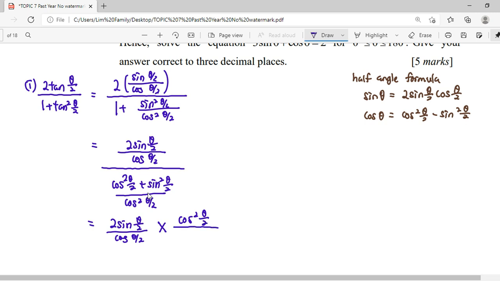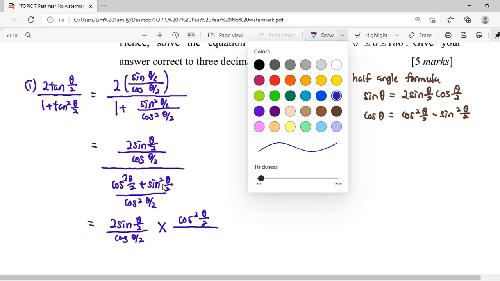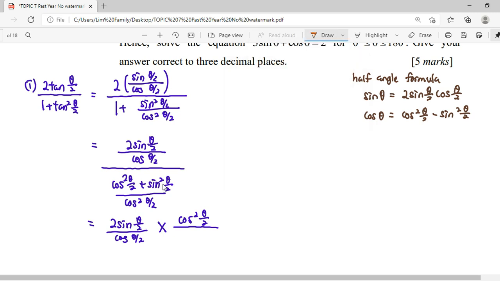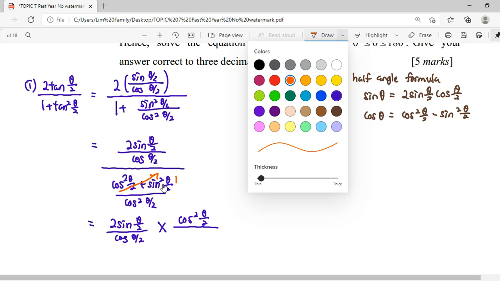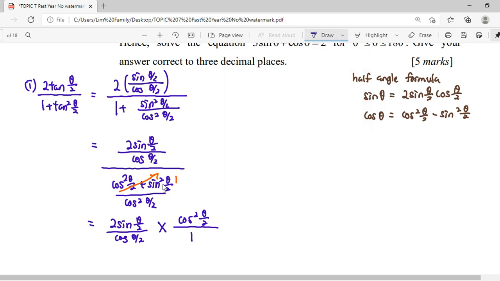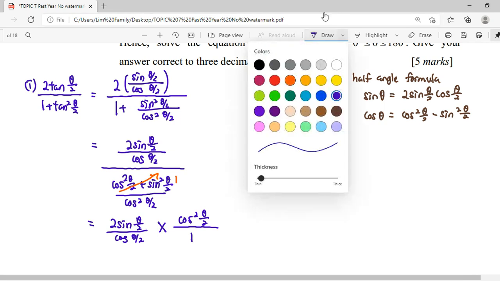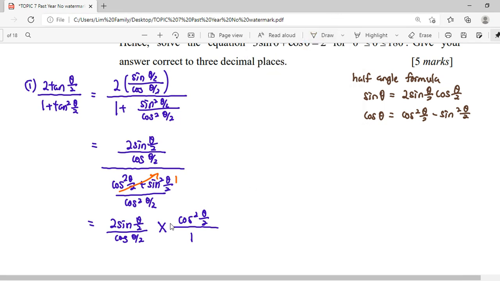So what happened to our cos square plus sine square? From here we can see it will involve our identity formula. When cos square plus sine square, it will equal to 1. So we can simplify this part. When I reverse my fraction, the 1 will go down here. And then you can see cos and cos, when they are multiplying together, we can simplify our cos half angle.